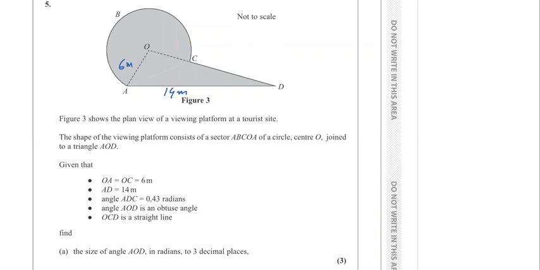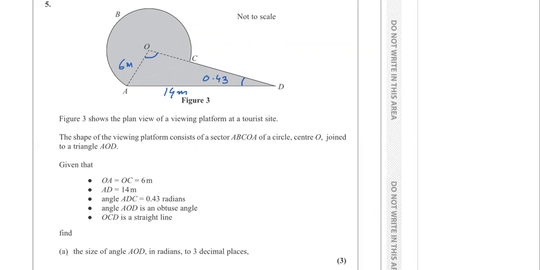Angle ADC is 0.43 radians. This angle is given in radians, so make sure your calculator is in radian mode. And angle AOD is an obtuse angle, which is more than 90 degrees if we take it in degrees. So we will have to convert it into radians. Let's see how we will do it.